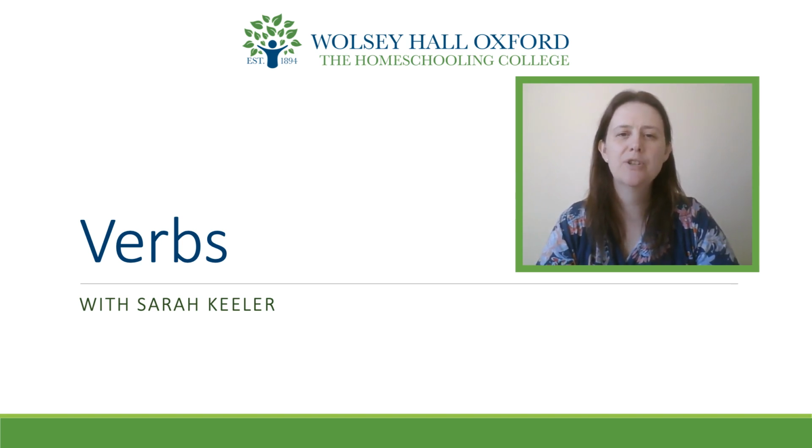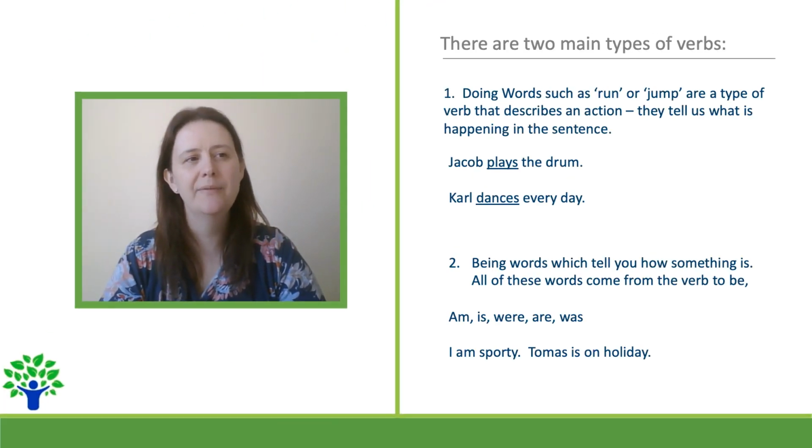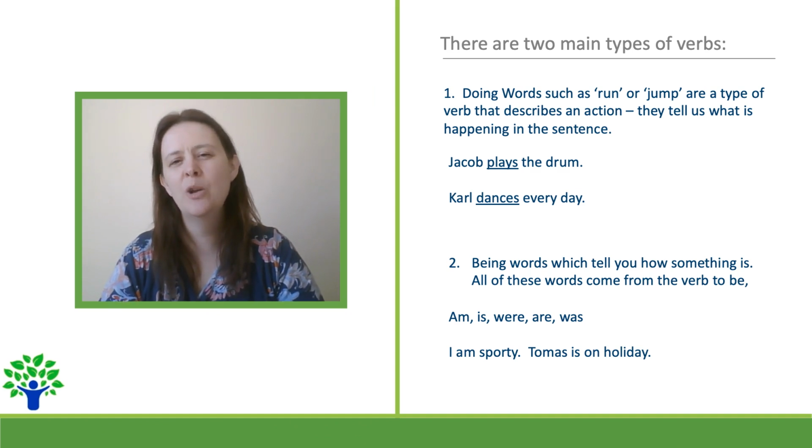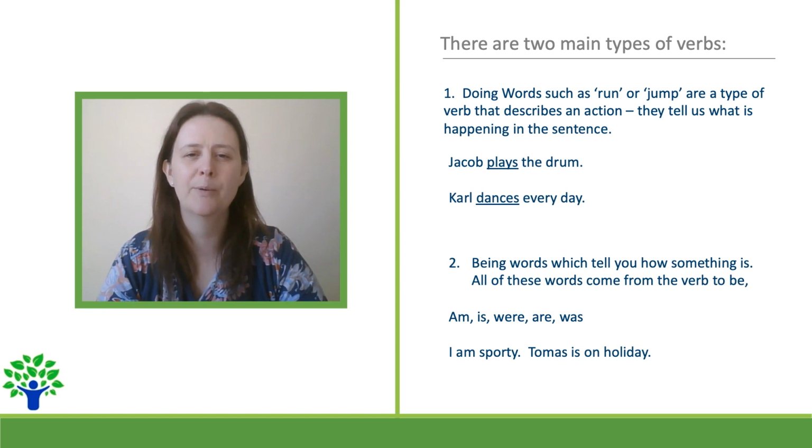So this video is just to briefly explain verbs and how we use them in our writing. So first of all, there's two main types of verbs. Often they're called doing words, so things like run and jump. So Jacob plays the drum, Carl dances every day. So the verb's underlined in the examples.